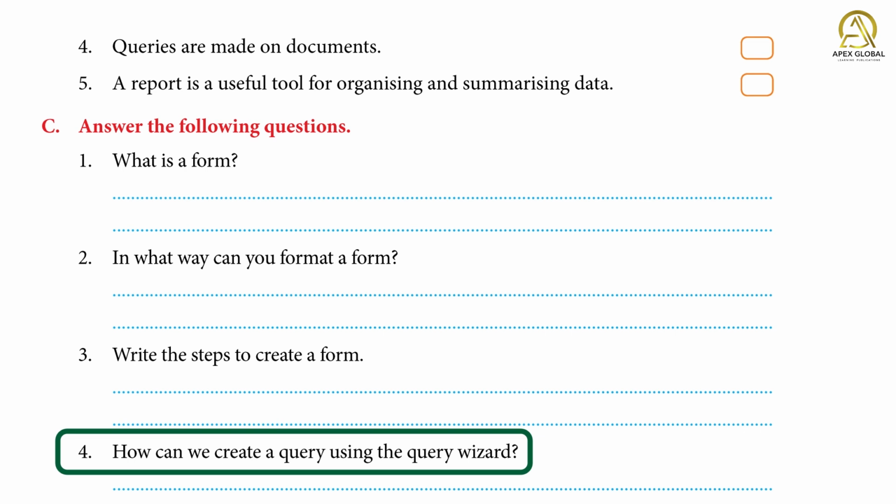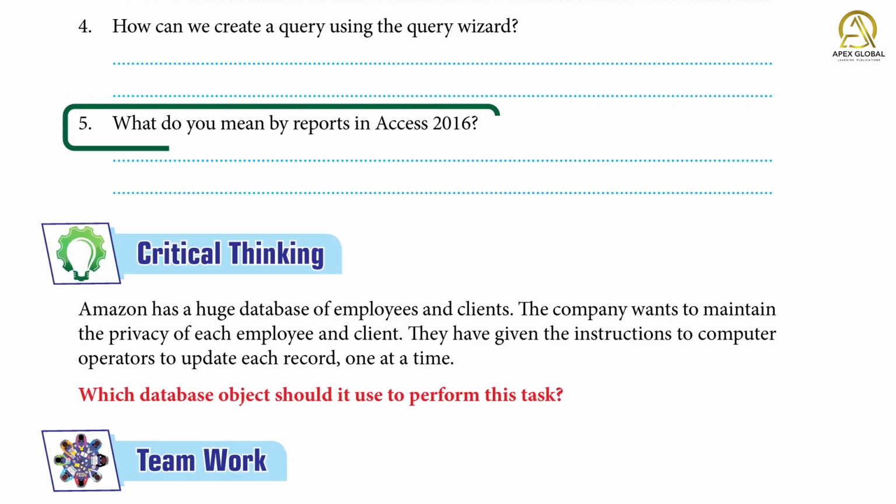3. As illustrated below, the wizard will now ask us to choose the query table and the field inside it that we want to include in the query. 4. We will be asked to enter the query title in this final step. 5. What do you mean by reports in Access 2016? Answer: a report is a useful tool for organizing and summarizing data which can be created exactly the same as we have created the form.